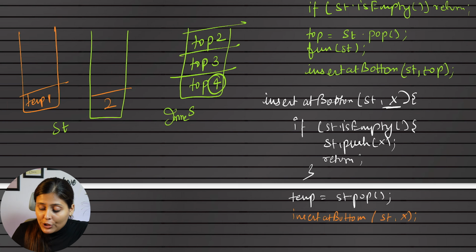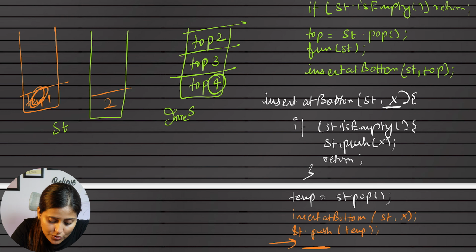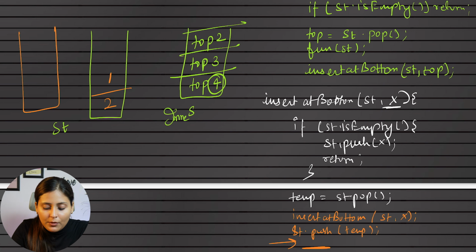Otherwise we will miss it. So definitely after this call, we have to write st.push(temp). And now we can return from this statement. So now we will push. As we have returned, this will get empty and 1 we will push. So as of now, instead of 2 and 1, it has become 1 and 2, which means it has been reversed.